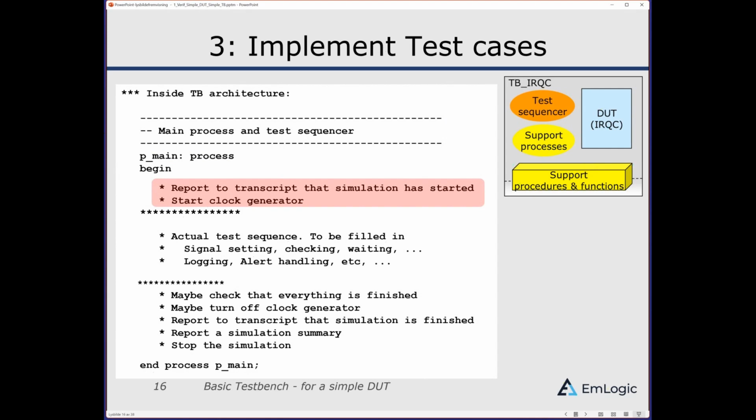Just generating a test bench entity with a device under test instantiated. Then we add some support processes, for instance, for clock generation. And very often we want to allow that to be enabled and disabled from the test sequencer. This test sequencer process is the main process in a test bench, controlling everything from start to finish. And of course, we can also have some support procedures and functions that allow us to do things more efficiently.